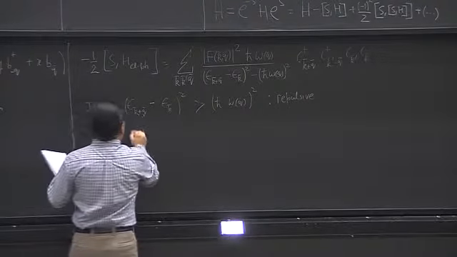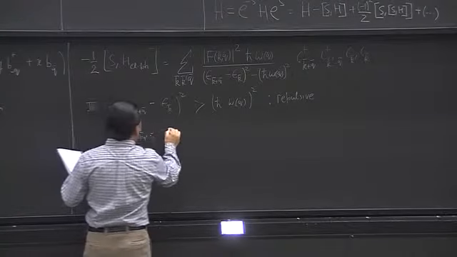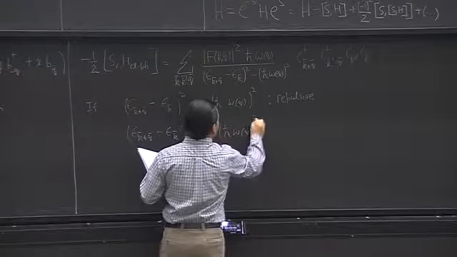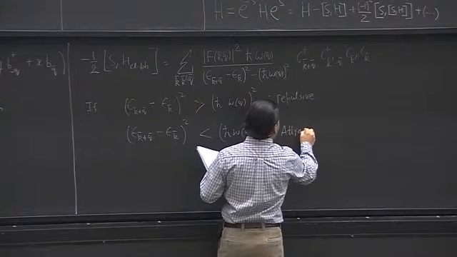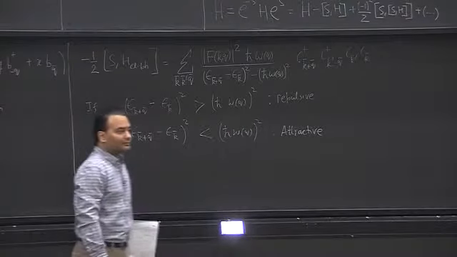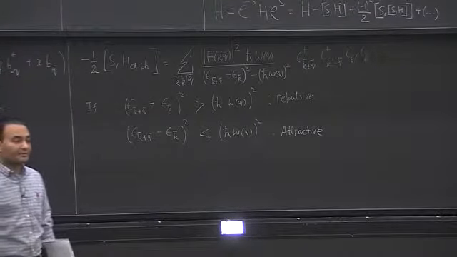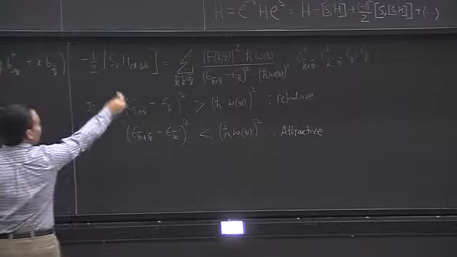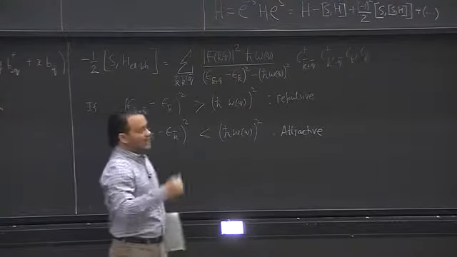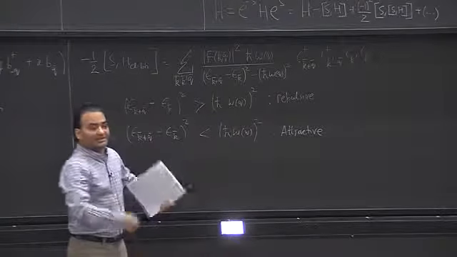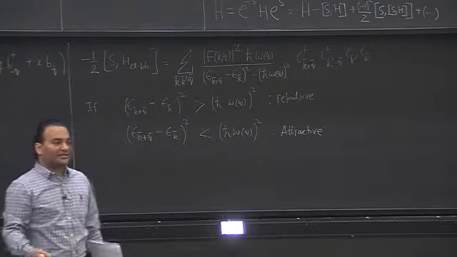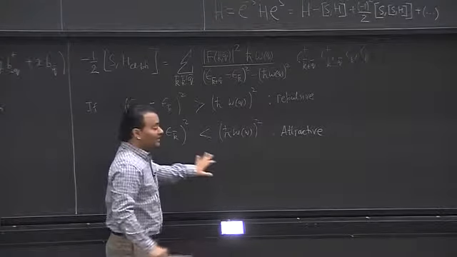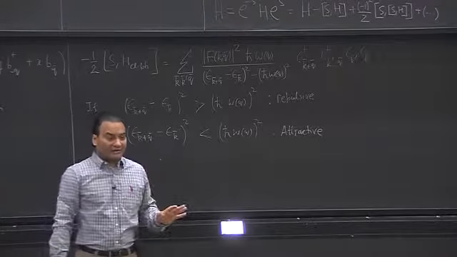But if it's the opposite, if this electronic energy is actually smaller than the phonon energy, then you have attractive interactions. I've already kept this minus sign. That means the final Hamiltonian is H naught plus this term. So if this term is negative, you have H naught minus the interaction term, and that is called attractive. So this is an attraction.